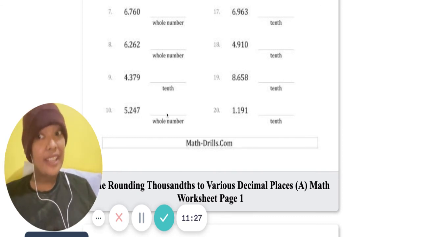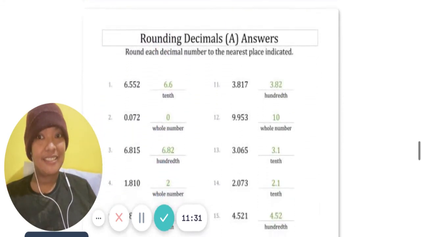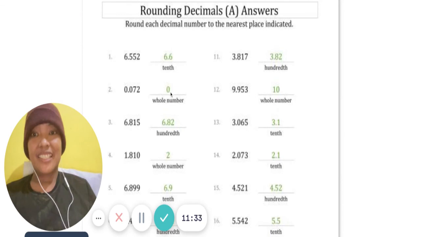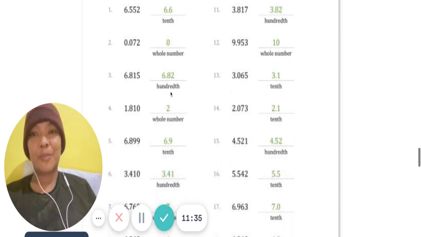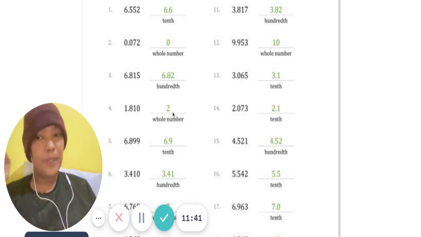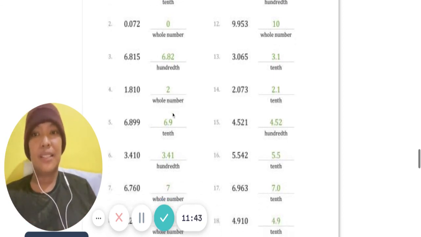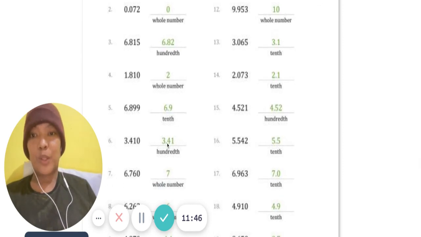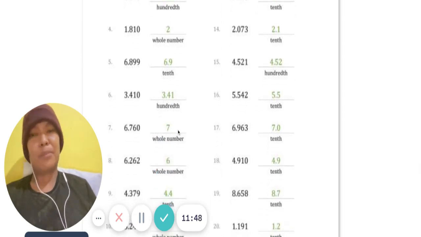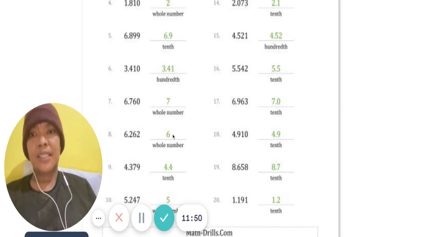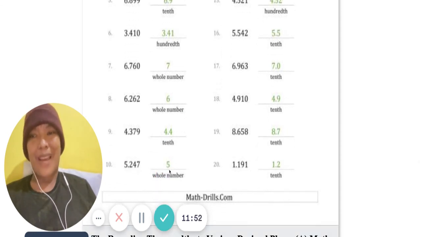Okay? Did you write everything? Okay? So, let's check. 6.6, 0. I hope sinulat nyo po kanina. 6.82, 2. So, they are not putting the 2.00. It's, as I've said, parehas lang po sila. So, 6.9, 3.41, 7, or 7.00, they are the same. 6, 4.4, and 5. Okay? You got it all right?